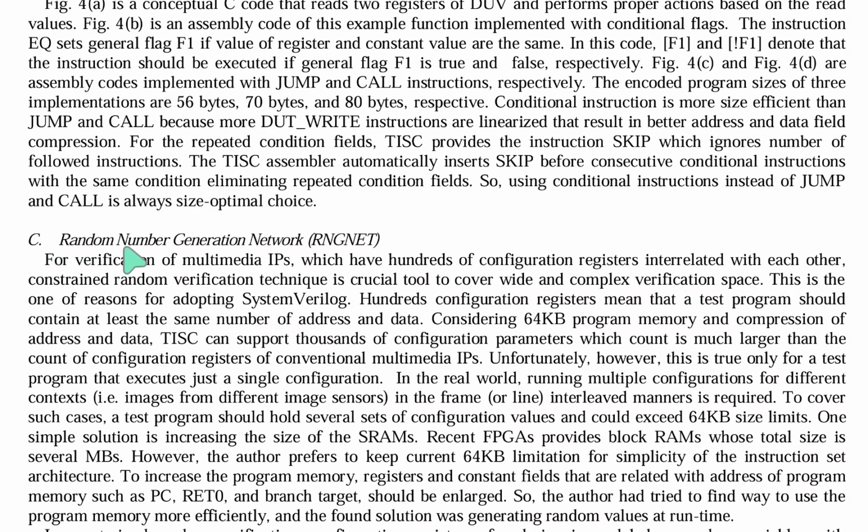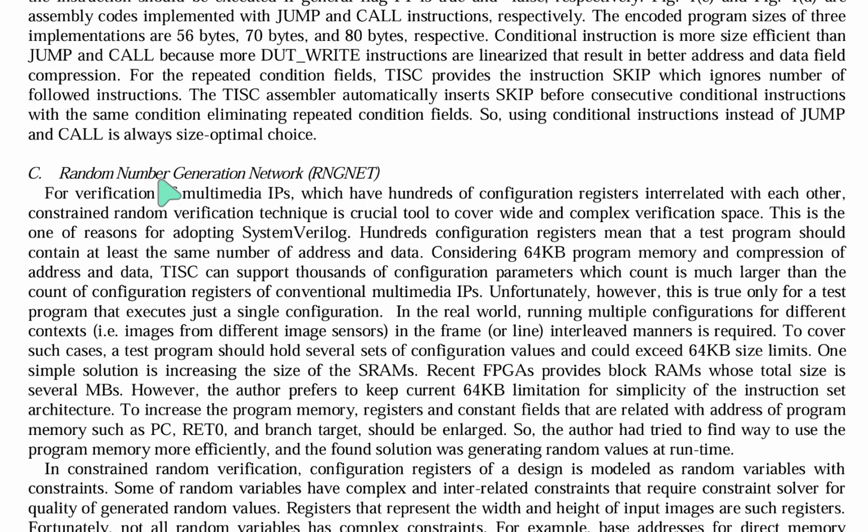The next one, figure 4c, is the Random Number Generation Network, RNGNet. For verification of multiple IPs, which have hundreds of configuration registers interrelated with each other, constraint random verification technique is a crucial tool to cover a wide and complex verification space. This is one of the reasons for adopting SystemVerilog. Hundreds of configuration registers mean the test program should contain at least the same number of hundreds of address and data.